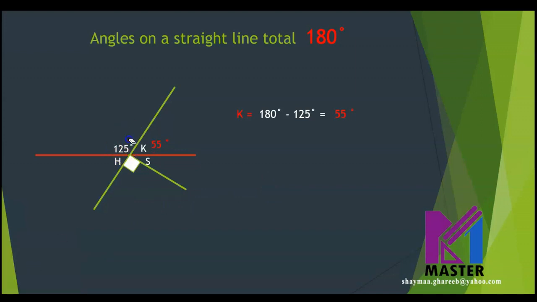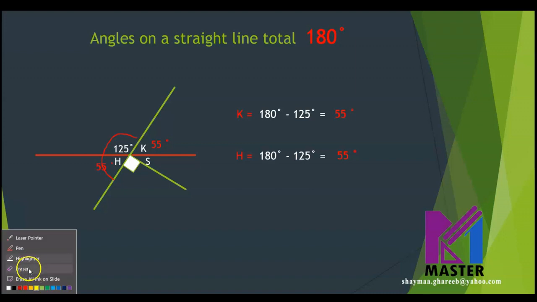Let me erase this line. Now I'm going to look at the green line, the long one here. It has two angles above, the 125 and the H. So in order to calculate angle H, I will subtract the 125 from the 180, which is 55 degrees. So now I know that angle H equals 55 degrees. Let me erase this line to make the diagram clear.